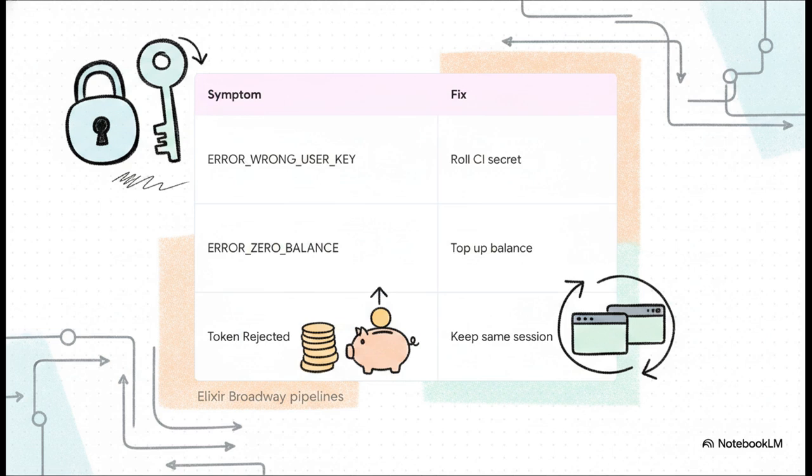If you see error_wrong user key, it almost always means a key got copied with some stray whitespace, so the fix is just to roll your CI secret. Error 0 balance means you've hit the per task minimum and you just need to top up before retrying. And like we talked about earlier, if your token is rejected after a successful solve, you've definitely failed to maintain that browser context. The good news? Most of these are quick one-line fixes. The bad news? You can only fix them quickly if you've properly logged the full API response in your pipeline to begin with.